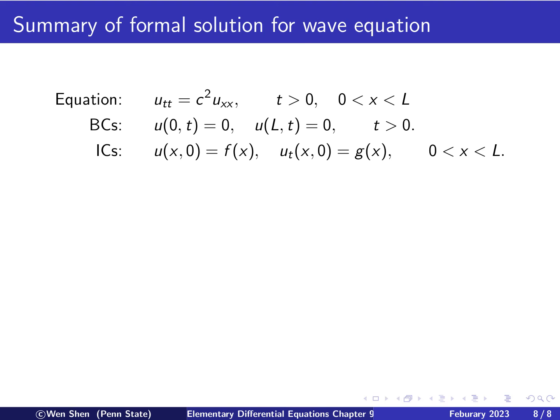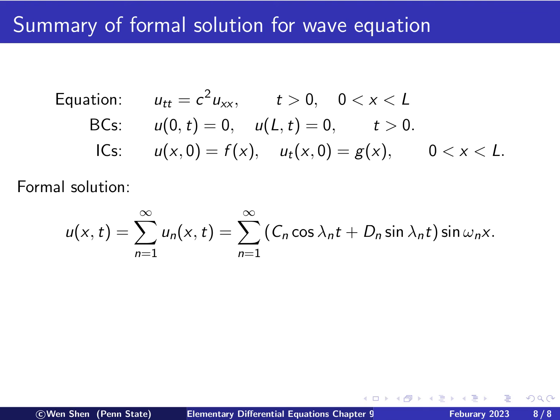Now let's summarize what we have found. Here's the wave equation. That's the equation. Then the boundary condition, homogeneous Dirichlet, and then the initial conditions, initial position and initial velocity. And we have the formal solution: u is the sum of all the eigenfunctions u_n, which takes this form, which we can write out here.